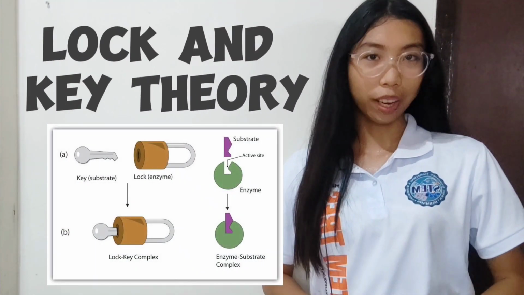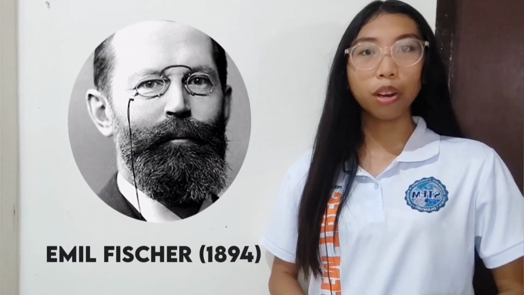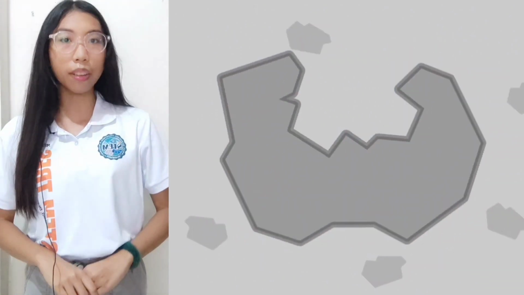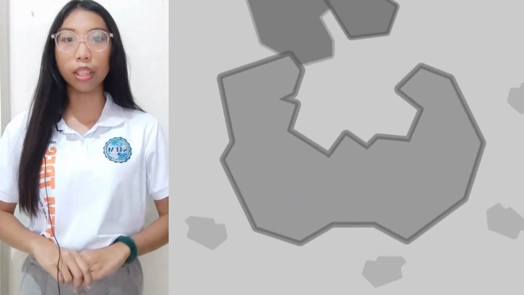Lock and key theory. The lock and key theory of enzymes, also called Fischer's theory, is one of the two models that describe enzyme-substrate interaction. The lock and key model states that the shape of an active site of an enzyme is exactly complementary to the shape of the substrate.